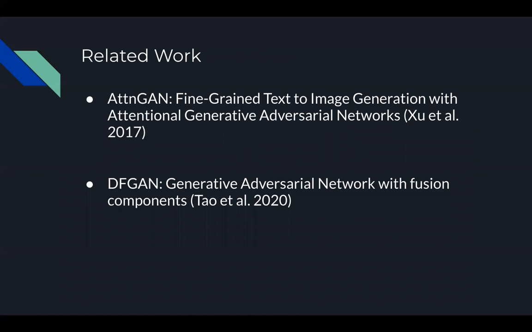And then this other paper, DFGAN, this one's more recent. It's a GAN that has a lot of different components to generate different parts of the image caption. And then it has this really neat fusion component that kind of takes all these generated images and fuses them together in somewhat of a realistic way.